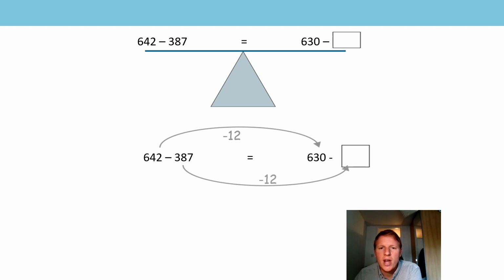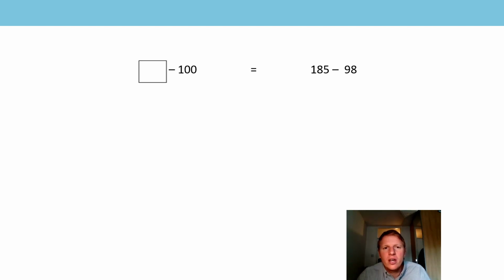387 subtract 12 is 375. Then I can put that information into the top to complete the unknown box. This is a question I'd like you to think about. Something subtract 100 is equal to 185 subtract 98. Pause the video and use same difference to see if you can work out the missing box.